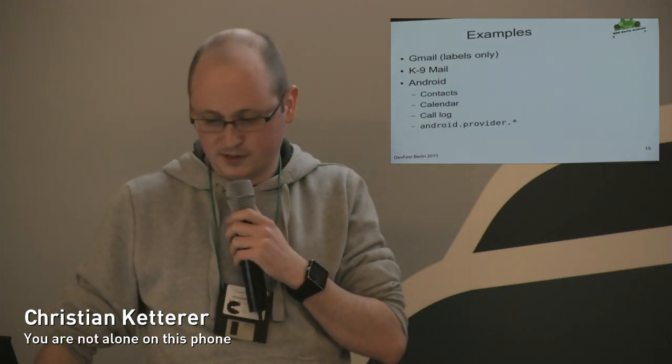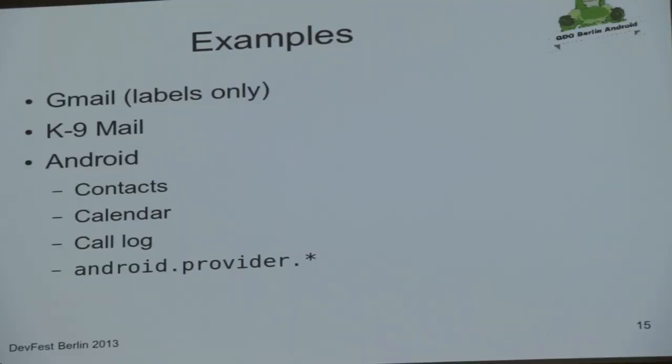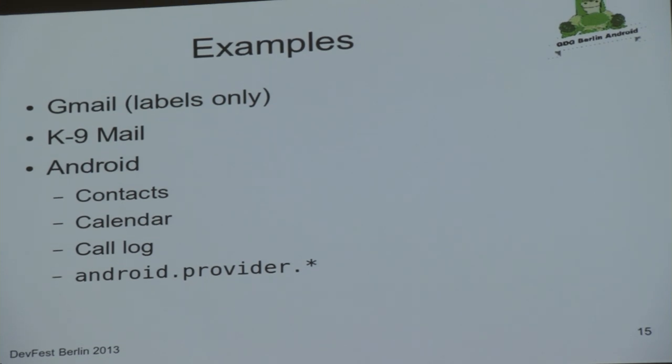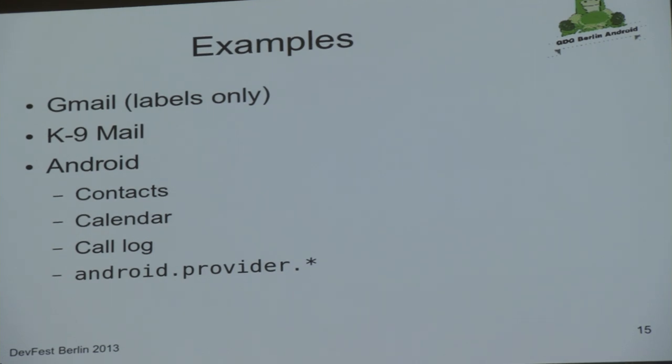Okay, there are also some examples for this. There are a bit more applications that expose a content provider to expose all kinds of data to different apps. Sadly, the Gmail app only allows you to retrieve the list of labels, which is not terribly useful. You can filter notifications by label, but K9 mail is much cooler, because some cool people write K9 mail, and we expose the message list and stuff like that.